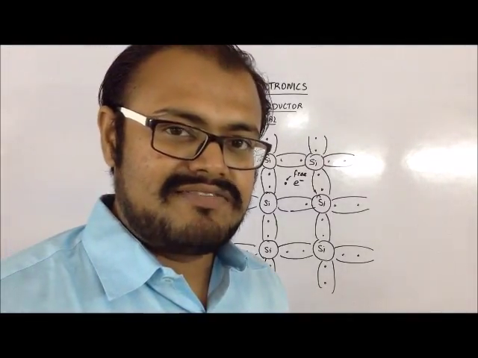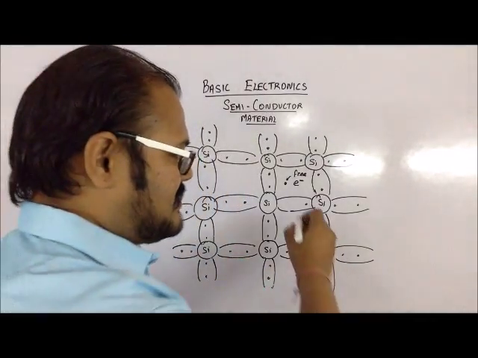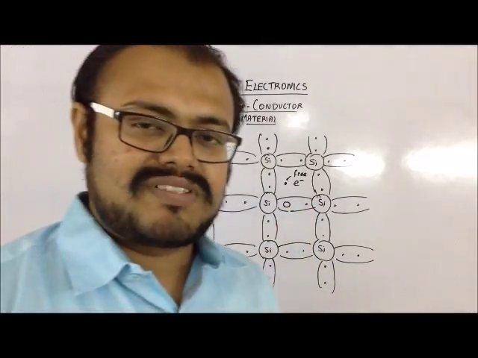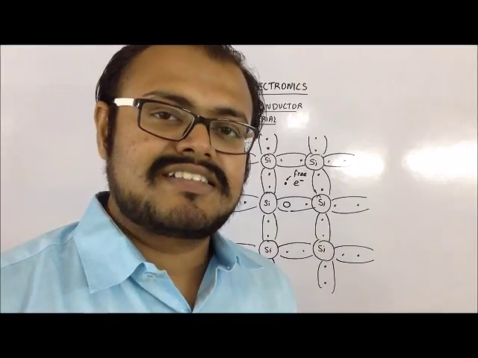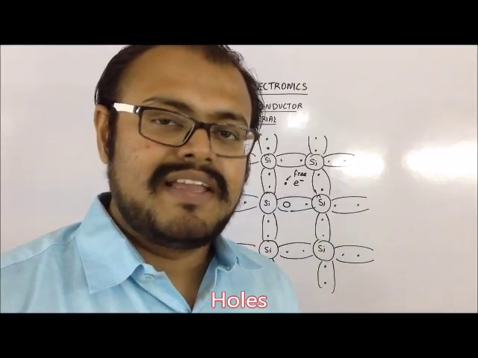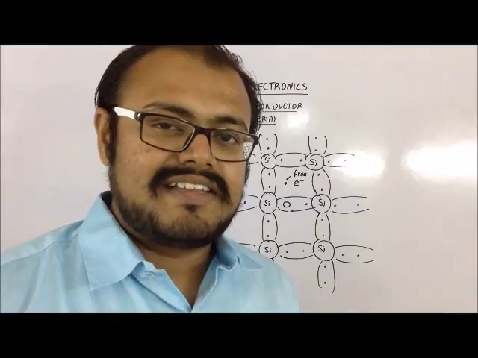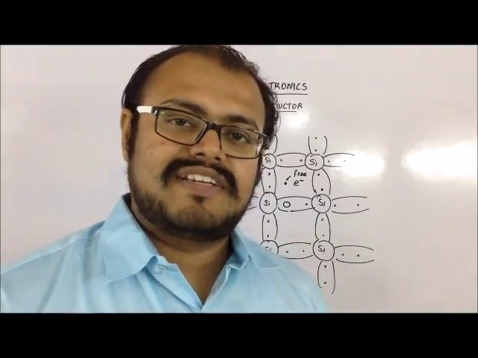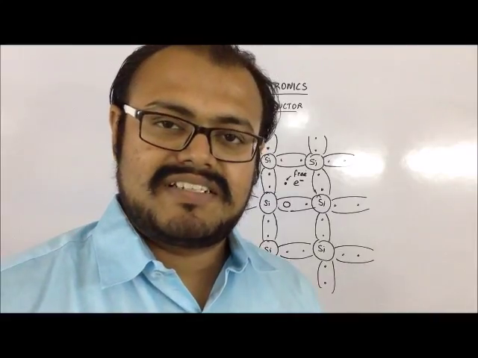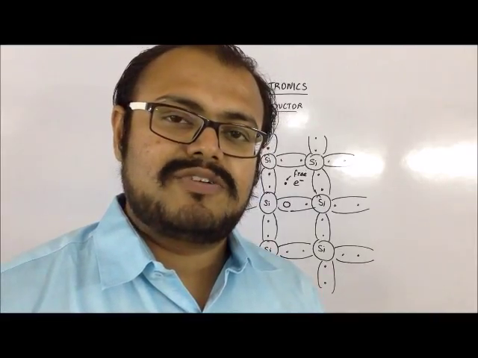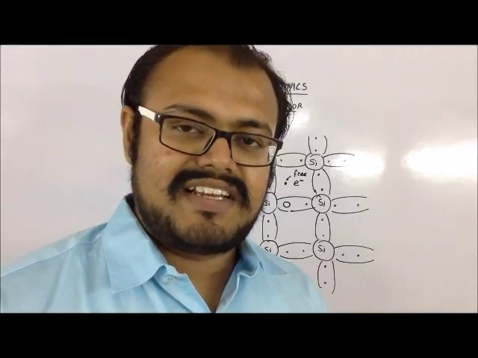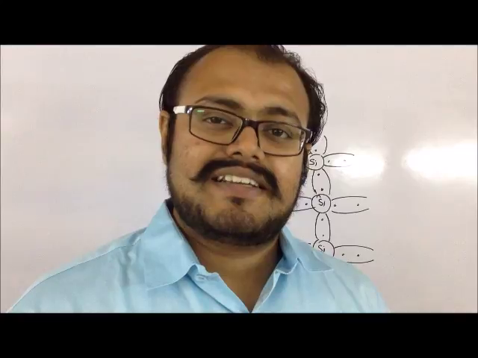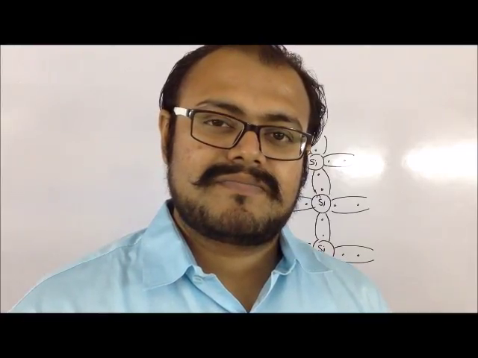Whenever the electron leaves its bond, a vacancy is created. This vacancy is a positive valency and it is termed a hole. In intrinsic semiconductors, these electrons and holes are always formed in pairs. The amount of electrons present at room temperature is about 1.5 times 10 raised to 10 free electrons per centimeter cube.